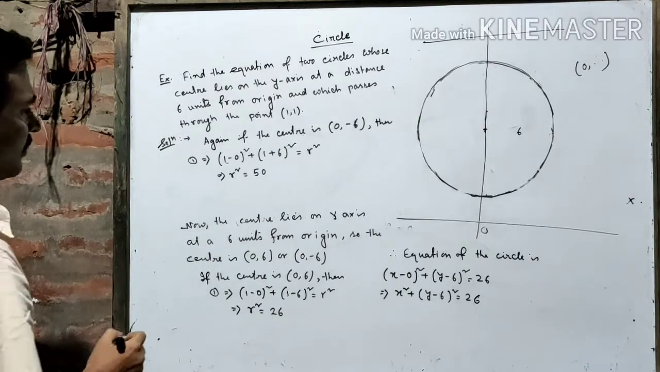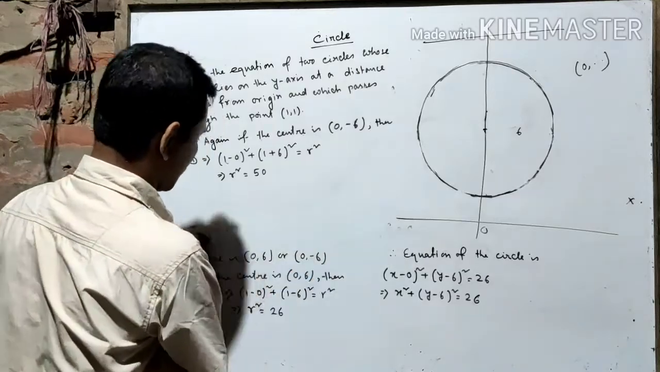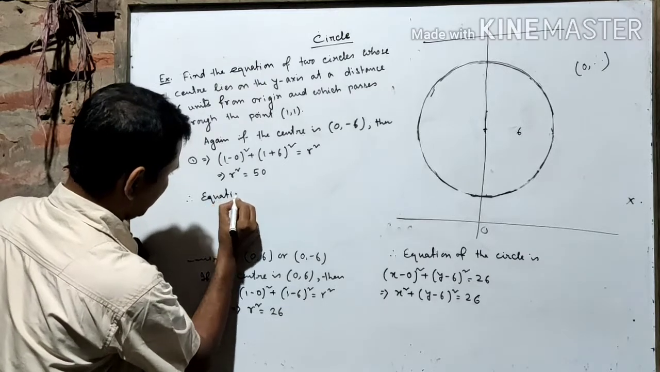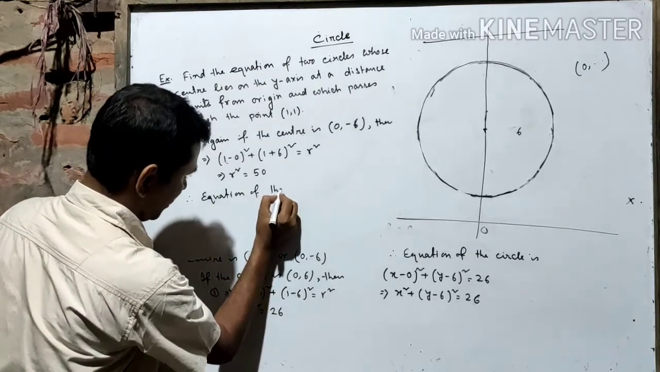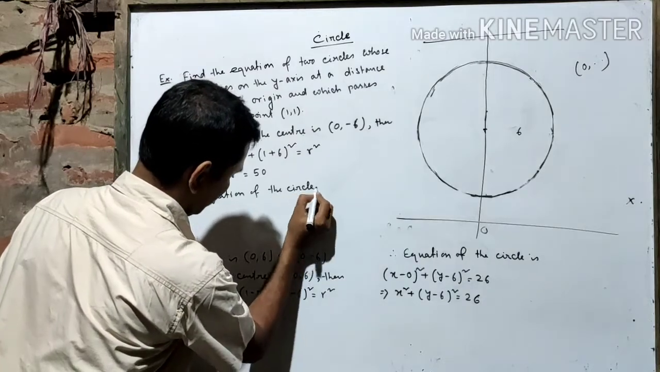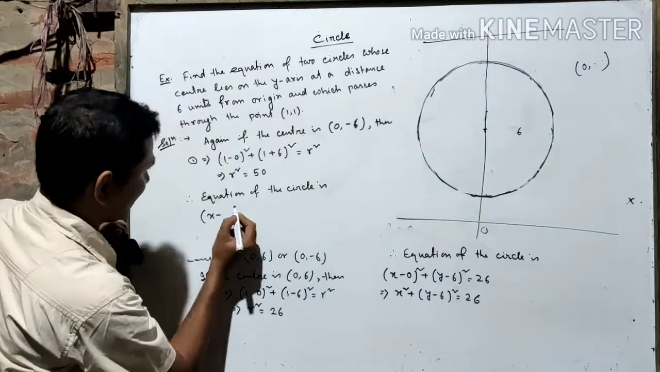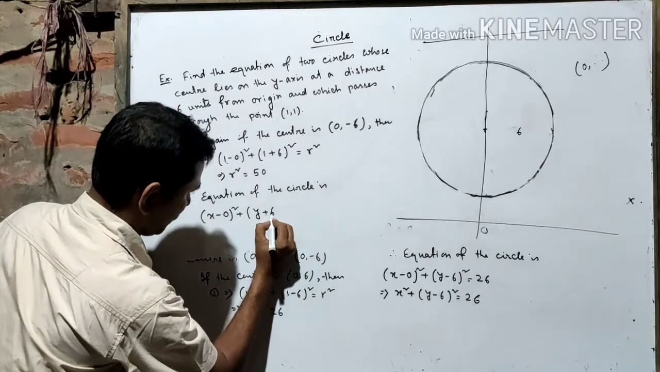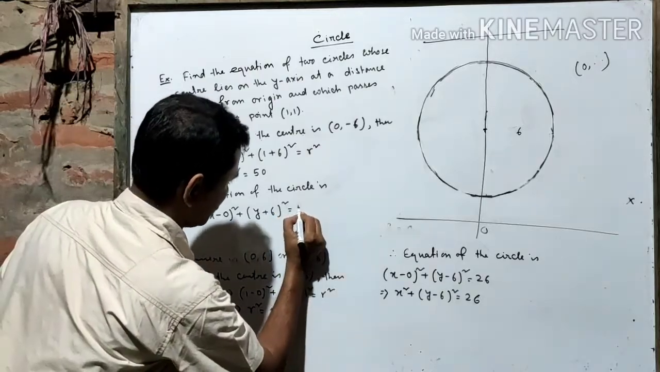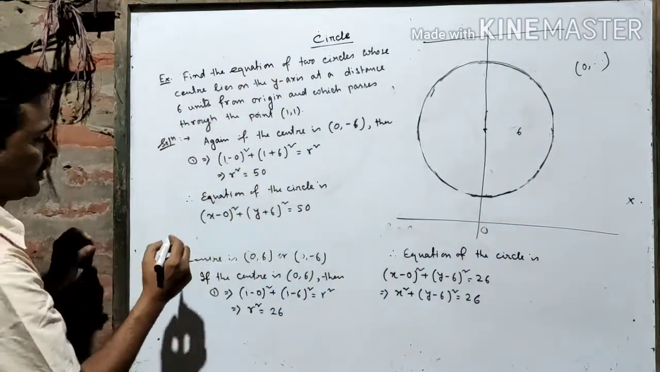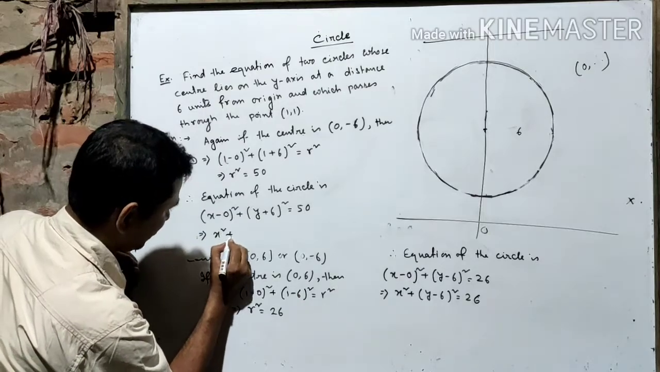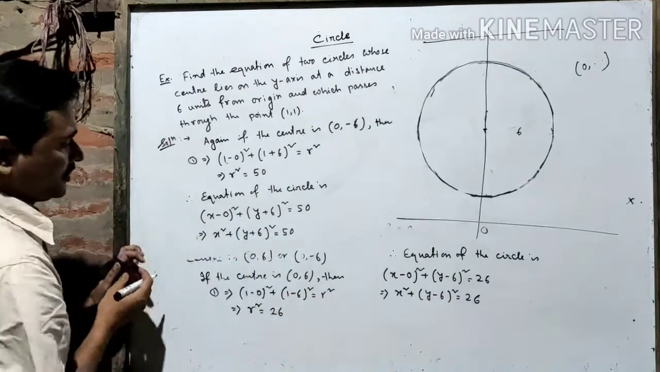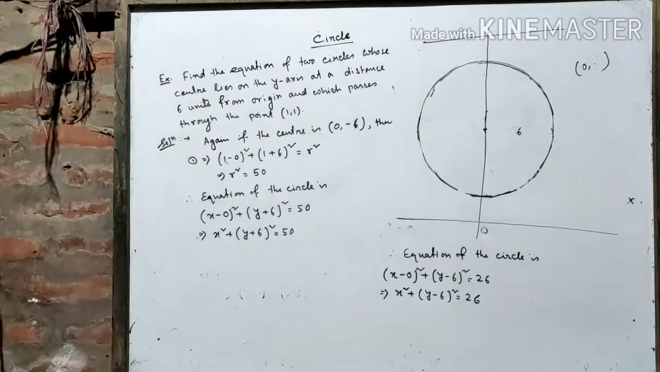Okay. Therefore, in this case, the equation of the circle is (x minus h), what is h here? 0, whole square plus (y minus k), what is k here? Minus 6, is equal to r square. R square is 50. This implies x square plus (y plus 6) whole square is equal to 50. So these are the two equations of the circles.